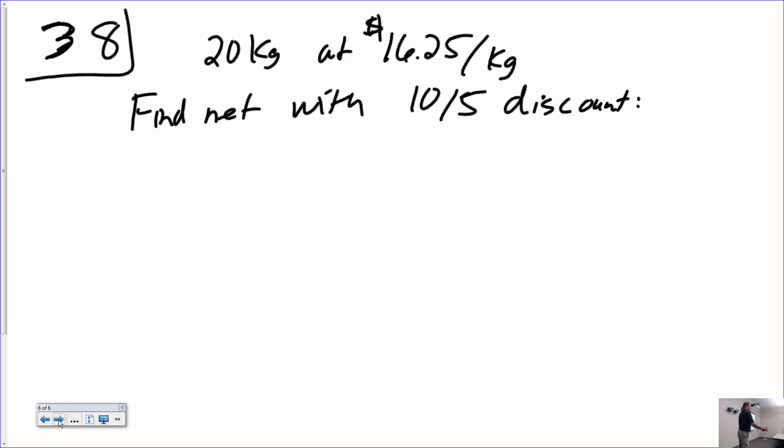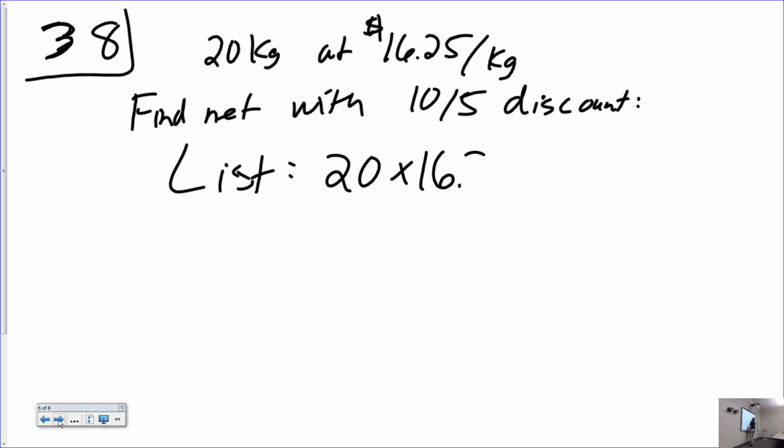So, what do I have to do first? To get the net, usually, folks, you have to find the list first. What's the list price of this purchase? 20 kilograms at $16.25 per kilogram. Multiply. What does that work out to be? 325. Okay, 325.